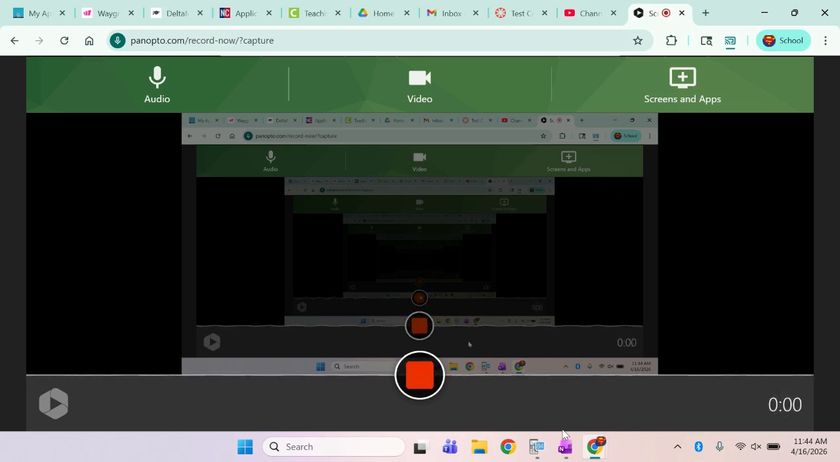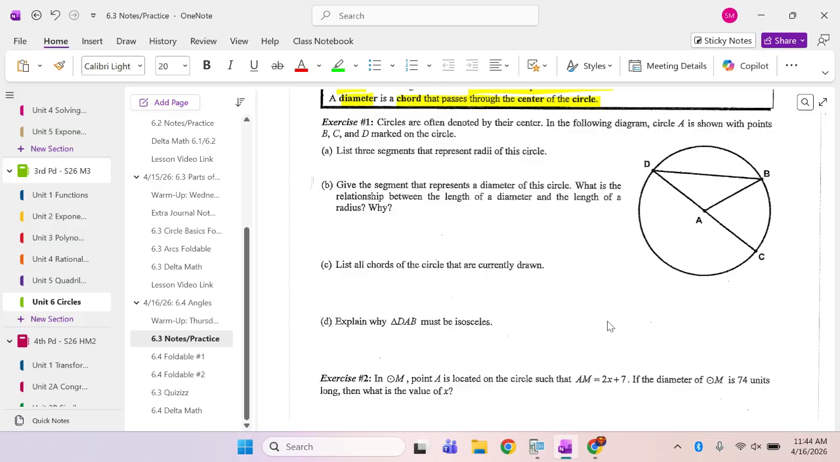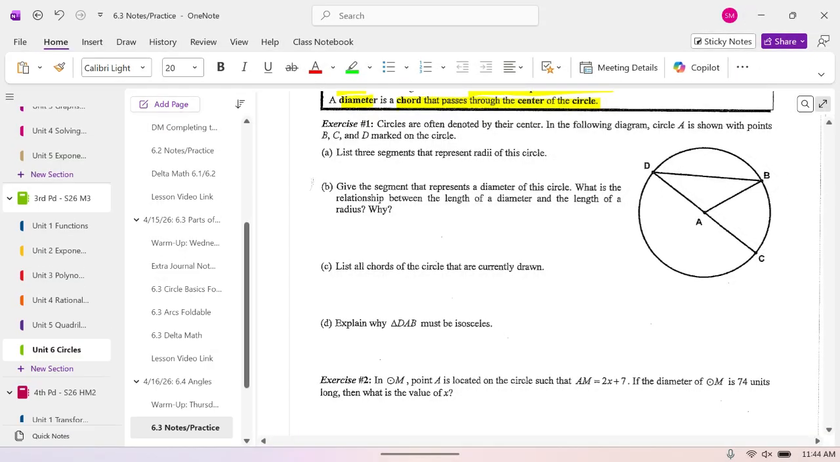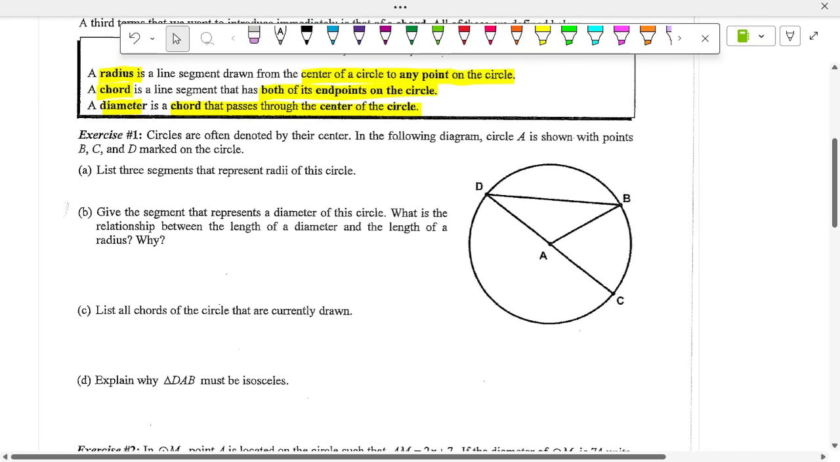I need to go over quickly with 6.3 that I forgot to do yesterday. That's my bad. But let's look at this. So, one is pretty easy. It's just naming sides.